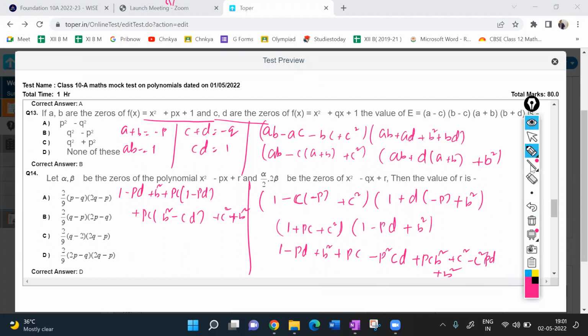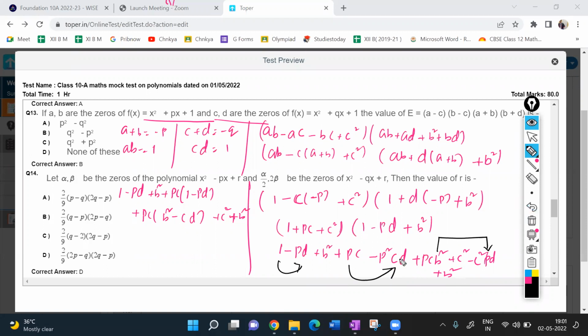I took common from these two; the first two I wrote as they are. We know that CD is 1, so we can write 1 directly. From this I took PC common, and from these two terms again I took PC common. These two terms I wrote as they are. That is what I did.